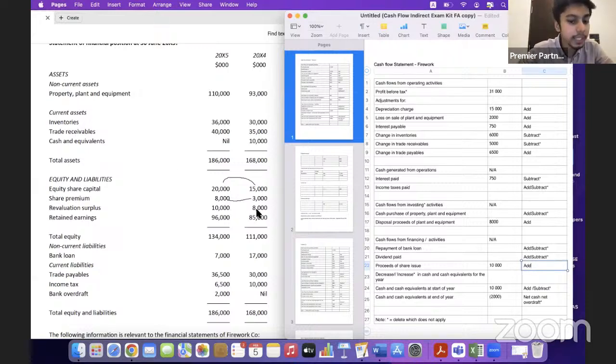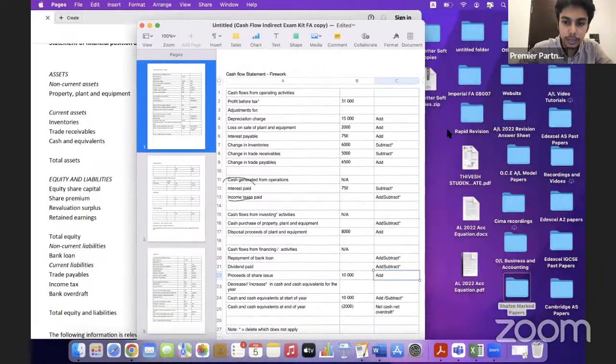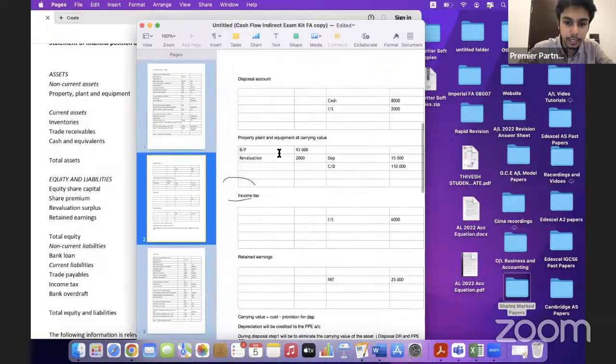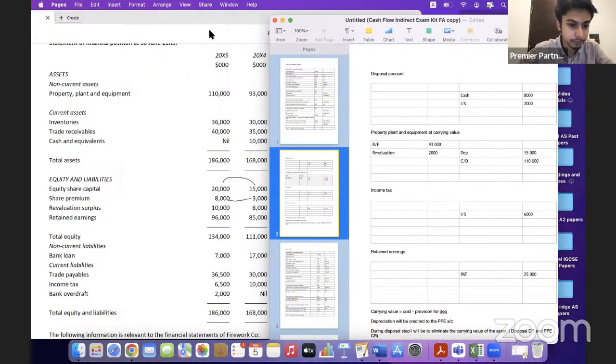Revaluation. Guys, don't worry. 8,000 or 10,000, what's the change? 2,000. No, that 2,000, guys, we have already considered. Here, can you see? Revaluation 2,000. So don't worry about it. Okay, then guys, next part.